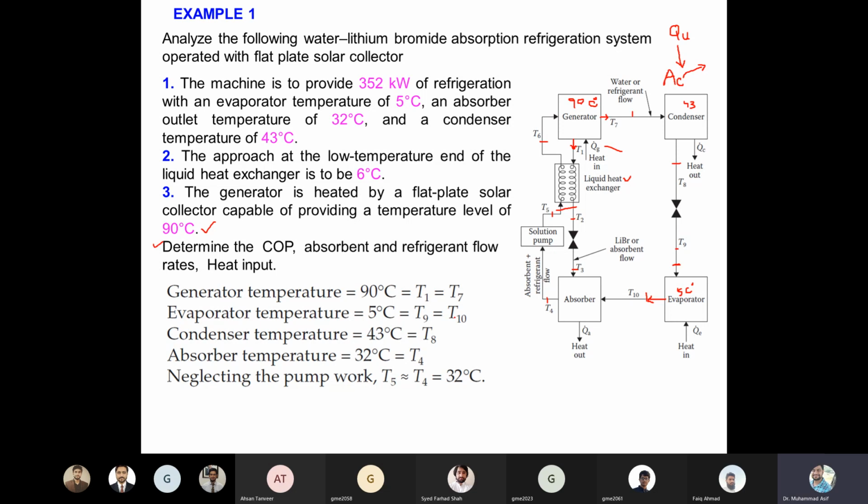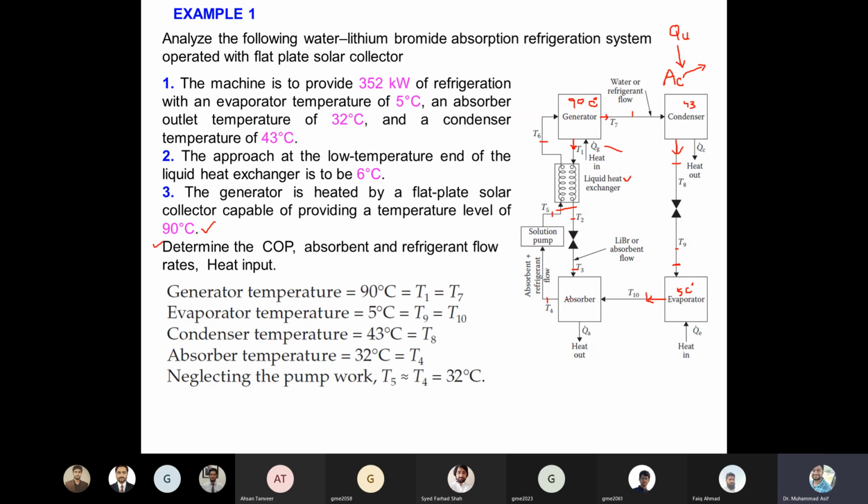And similarly, in the condenser the temperature is 43. So the refrigerant has the temperature of 43 degrees C, which is equal to T8. And then we are given, let's say we neglect the pump input. So that's why we can have the same temperature. T4 is equal to T5, whatever is the absorber temperature which is leaving, right?